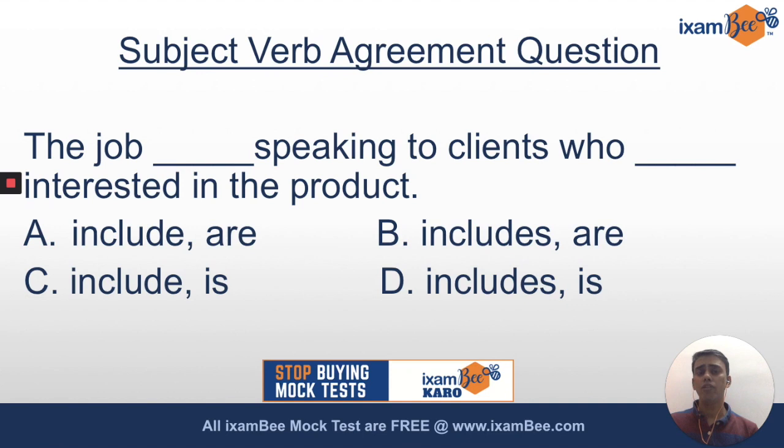Now, what's a singular verb? A singular verb ends in S. Goes, runs, talks, sleeps, includes, like this one. Okay, so you would say the job includes speaking to clients. So that's clear that we're going to have includes in the first blank. Let's see the second one. Speaking to clients who dash interested in the product. So the pronoun who refers back to clients, and clients is plural. So you would say the job includes speaking to clients who are interested in the product. Okay, that's why B is your right answer here.